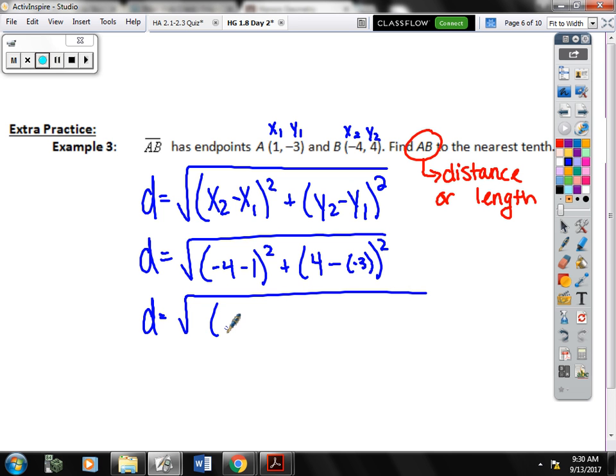Negative 4 minus 1 is negative 5 squared. Now our 2 negatives here are going to turn into a positive, so 4 plus 3 is 7.